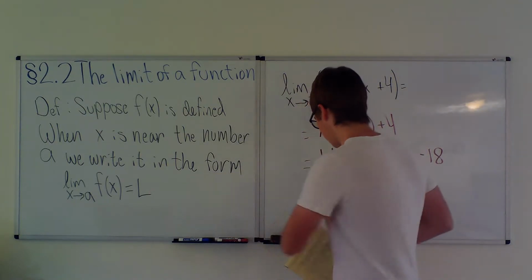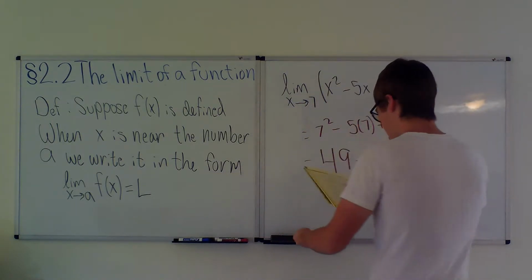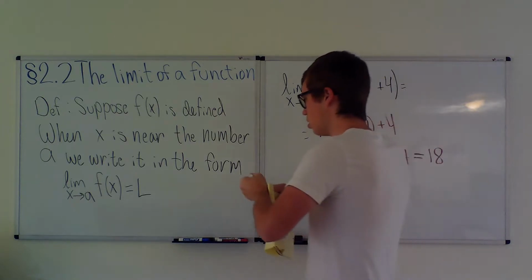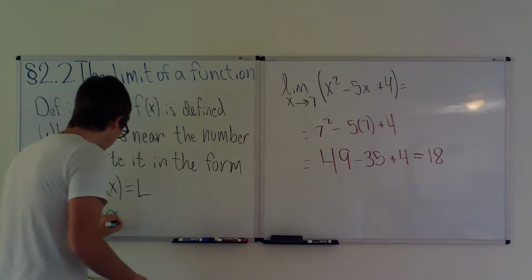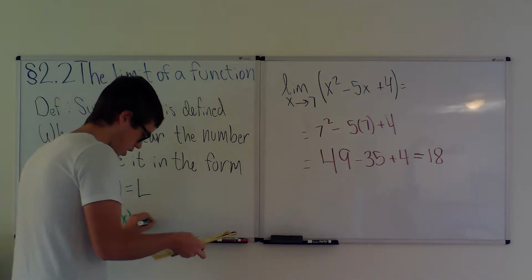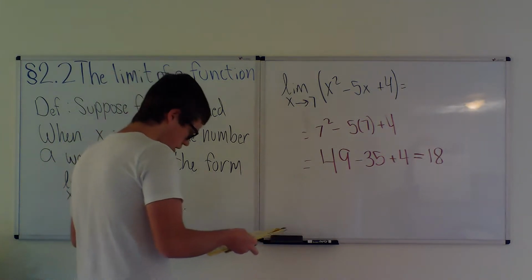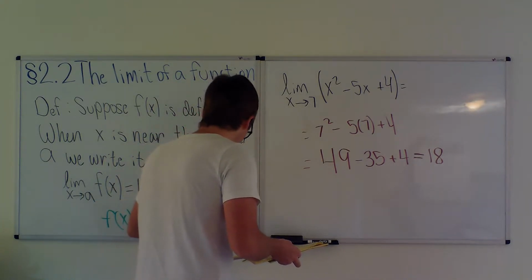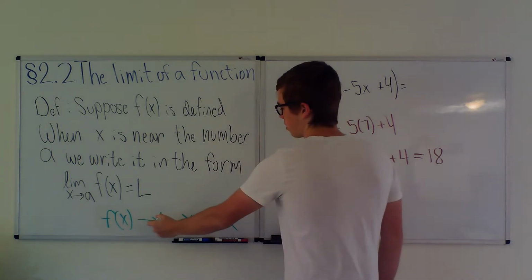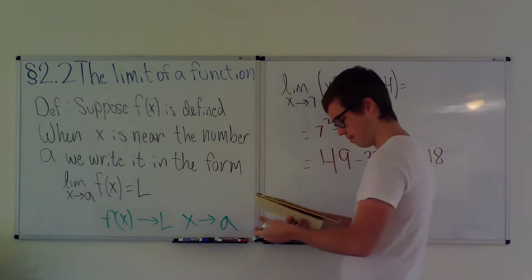There's another form of notation, but it's not used very often. But if you want to do it on one line, or if you're trying to type it out, it's a lot easier to type out. It looks like this: f of x approaches L as x approaches a.